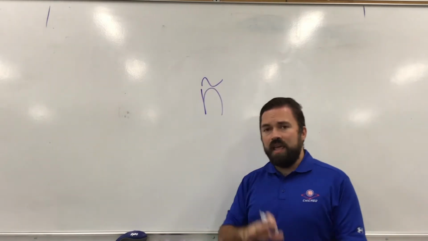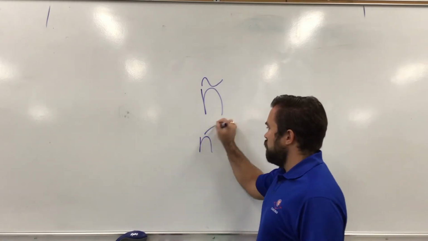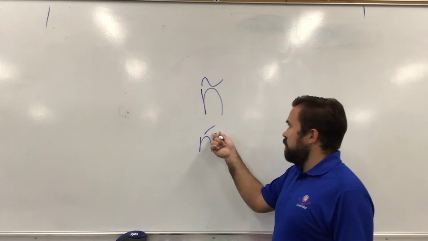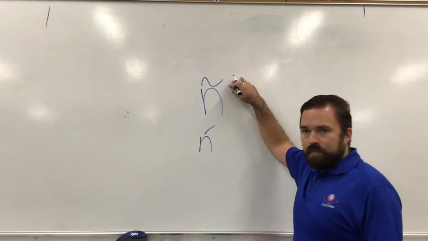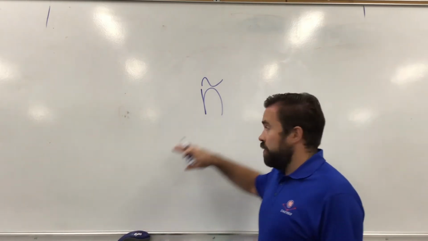This is not an N with an accent mark. An N with an accent mark would look like this. And that's an accent mark. This is what's called a tilde. Okay? And this is not an N with a tilde. This is what we call ñ.